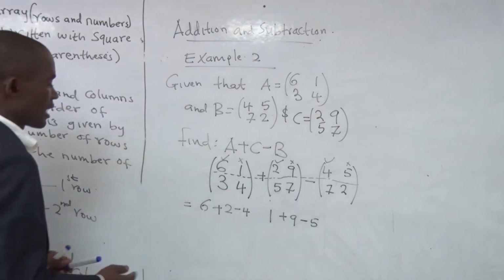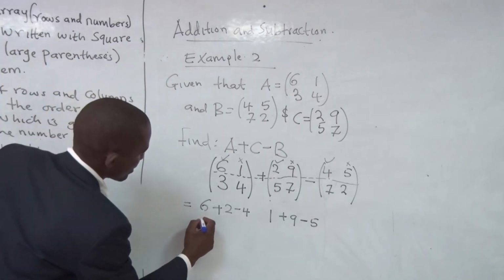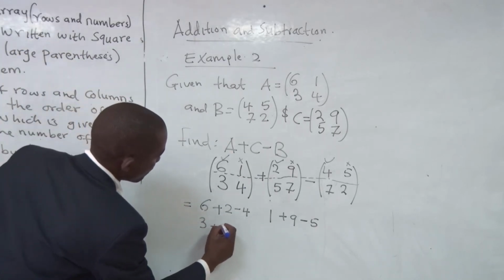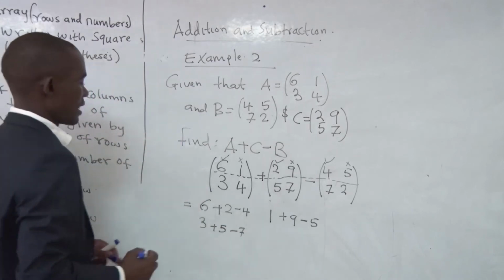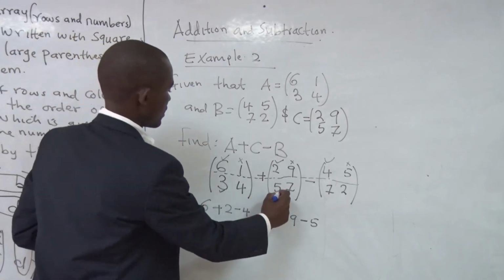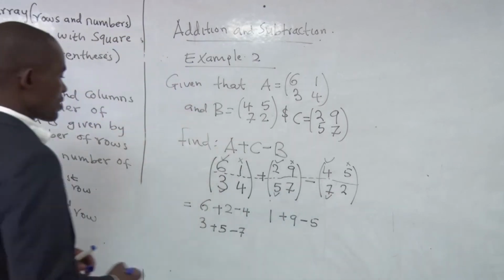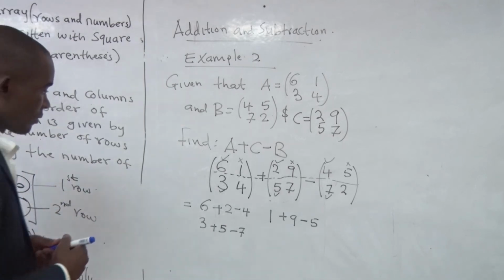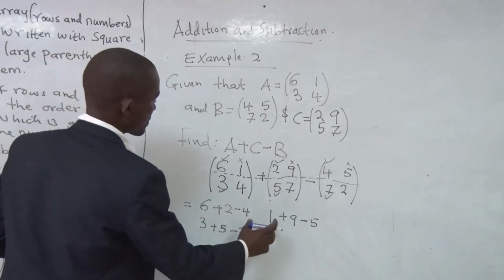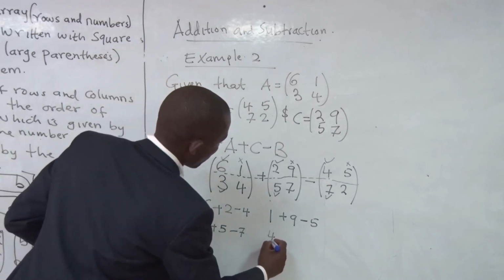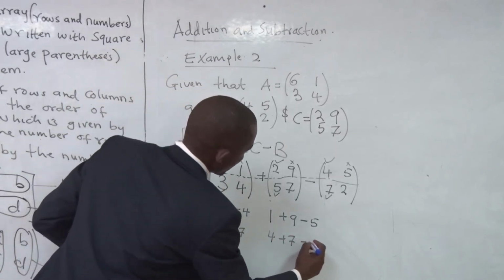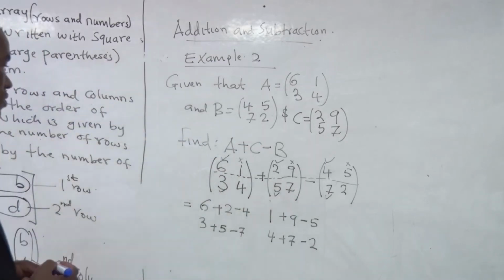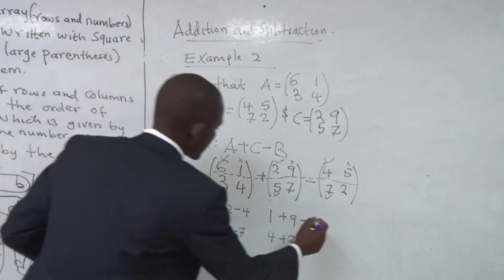We now move to the second row, where we shall have 3 plus 5 minus 7. Remember what I've done? I've taken this and that because they happen to be in the first part of the second column. After doing this, you skip some space. We have 4 plus 7 minus 2. So we have now done that evaluation. We need to simplify this. You can put the brackets.